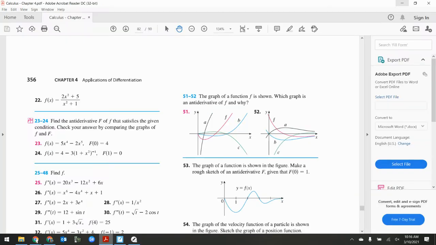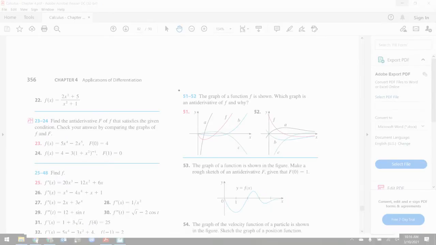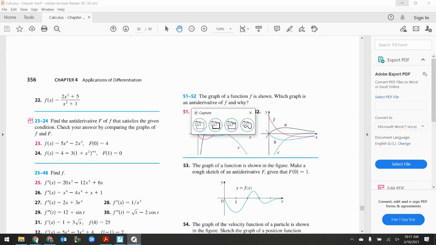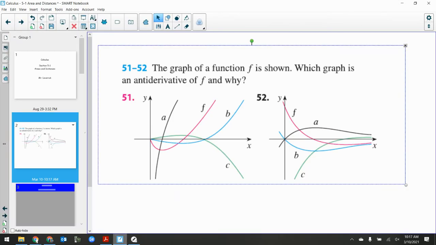So going over question 51. Don't worry about 52 there. Send to a new page. The graph of a function f is shown. Which graph is the antiderivative of f? So we're looking at this one here. This is our original function, f. So basically, f is the derivative, right?